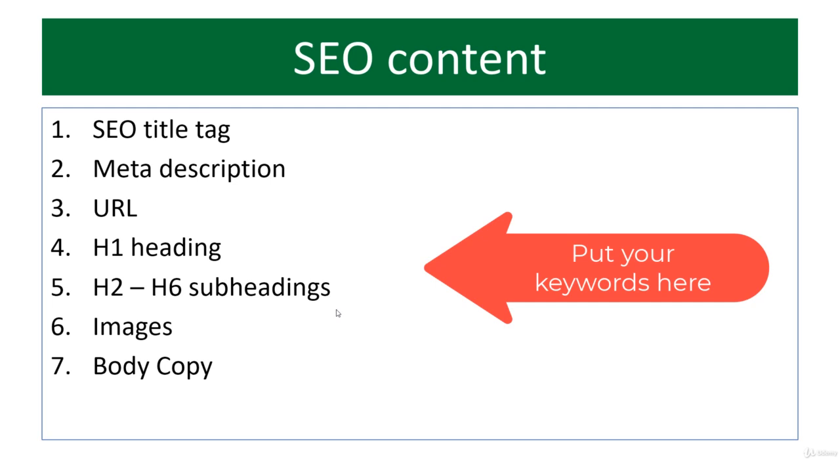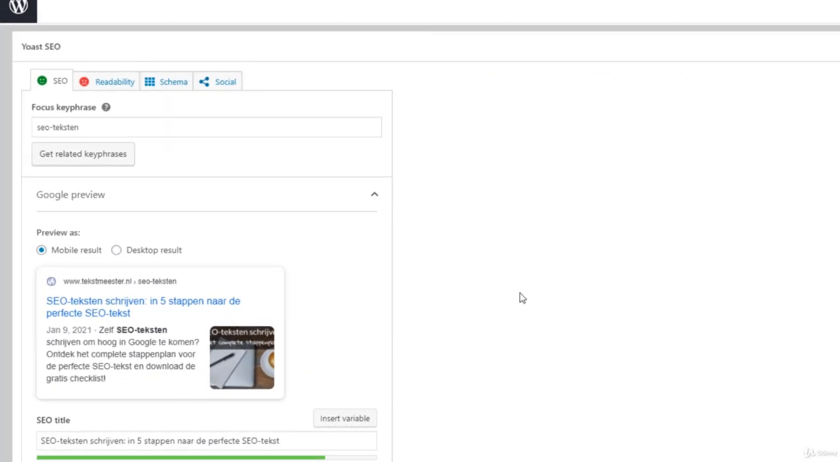If you are using WordPress, there's an easy way to quickly check if you've included your keyword in all the right places, and that is with the plugin Yoast SEO. So in your WordPress blog post, you can enter your focus key phrase, so that is the keyword you're optimizing your page for, and the plugin will tell you if you've optimized your content properly.